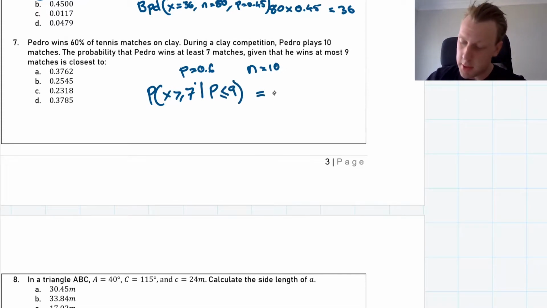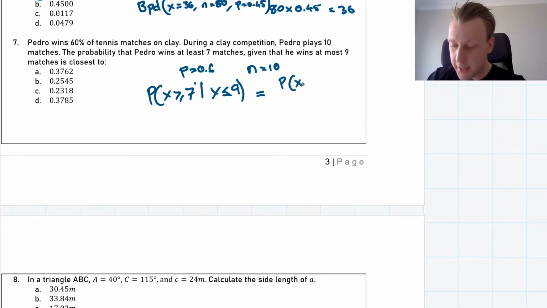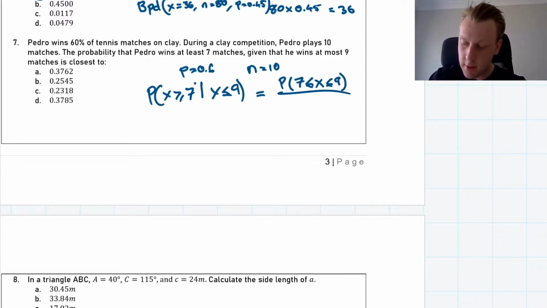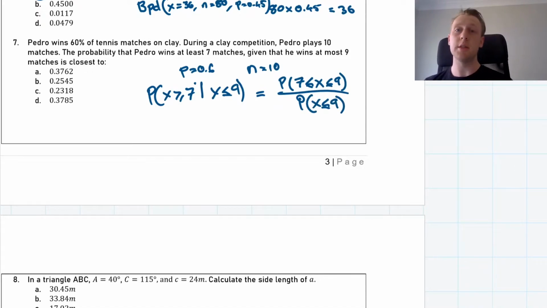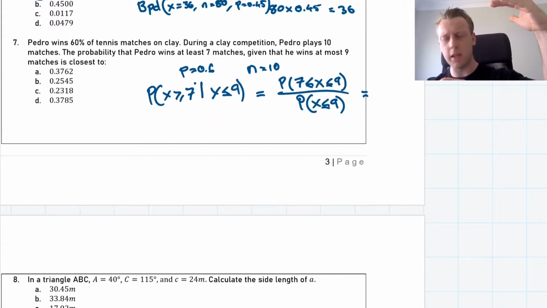So what this is looking like here, I better clean up my notation, given that X is less than or equal to 9. So that's going to be the probability that he gets between 7 and 9 out of the fact that he gets at most 9. So this is a conditional probability where we are reducing our sample size, and if you're selecting from that sample size, you've got to remove it. Okay, that's our conditional probability. So this is like a probability divided by another probability.